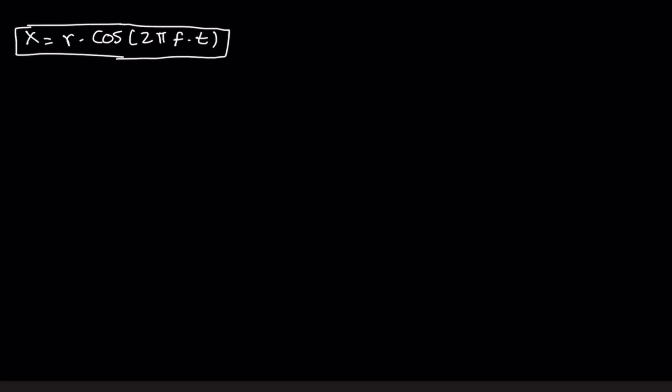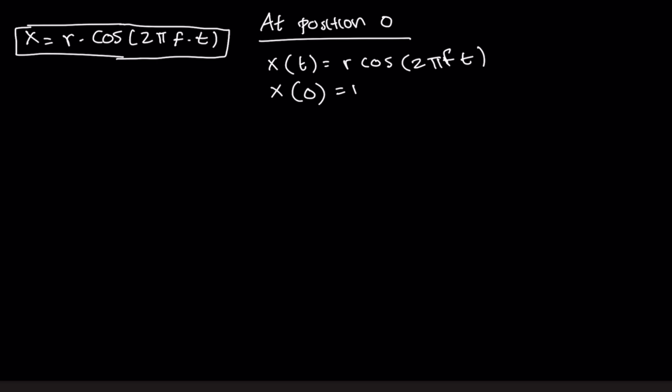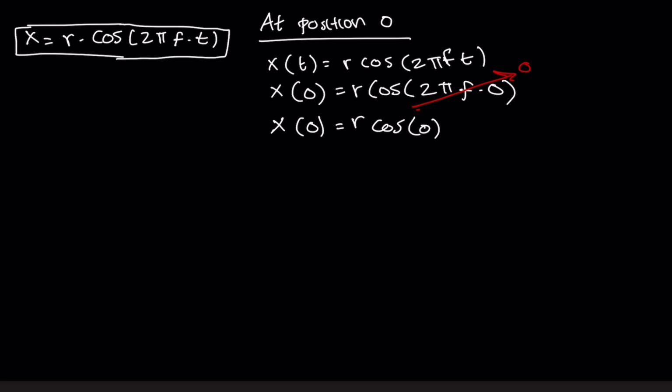Okay, let's consider this. At position 0, if we insert the previous equation, if the time was 0, then the r cosine would be 2 pi frequency times 0. And so we can cross this out into 0, and it'll become x at time 0 equals r cosine 0. If you remember, cosine 0 is equal to 1, therefore it's just r. And r is actually equal to amplitude.